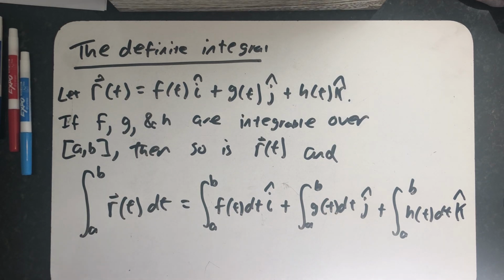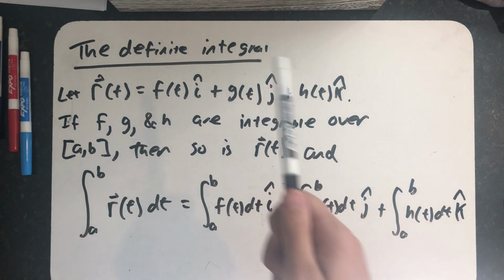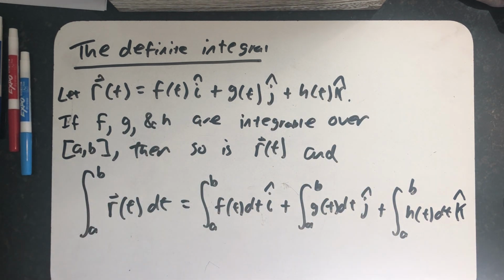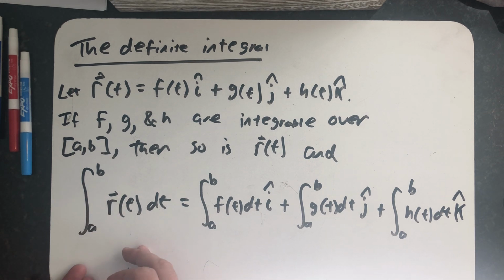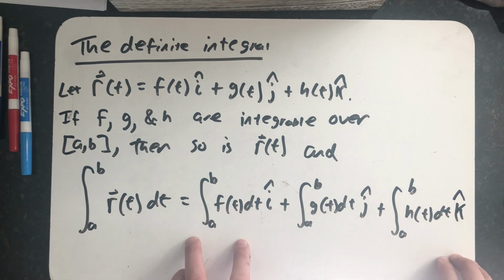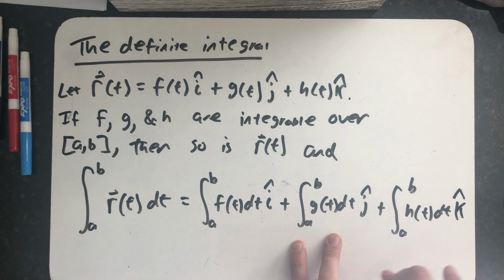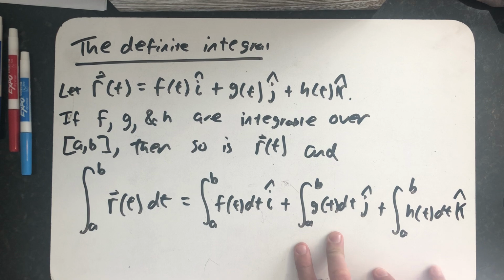Let's talk about the definite integral for a vector function. Just assume we have a vector function that has three scalar component functions, and we know that f, g, and h are all integrable over the interval a, b. Then, the definite integral of the vector function from a to b dt is equal to the vector we get by taking the definite integral of all three component functions.